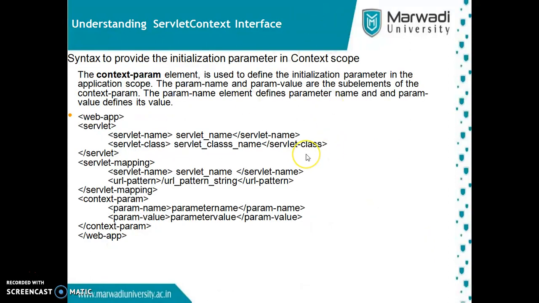Now, how to provide the configuration information inside the web.xml file? On your screen you can see the code snippet. The context param element is used to define the initializing parameters in the application scope. The param name and the param value are the sub-elements of the context param. The param name element defines the parameter name, and the param value element defines the corresponding value.